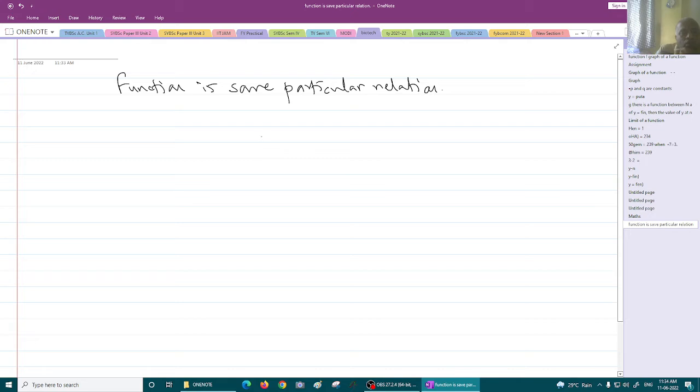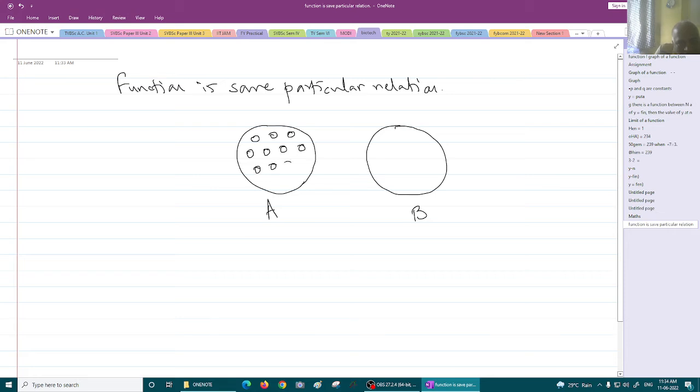See, in school you have learned the concept of a set, and you must have denoted the sets with some such kind of symbols. This I can call set A, this I can call set B, right? And then let us consider one example: in set A I have got all the students in your class. And then in B I am writing all possible names.